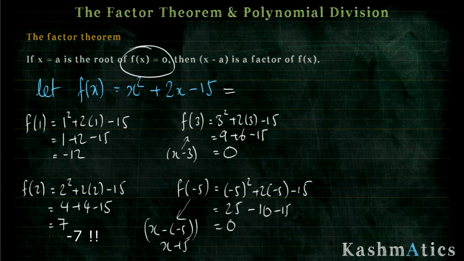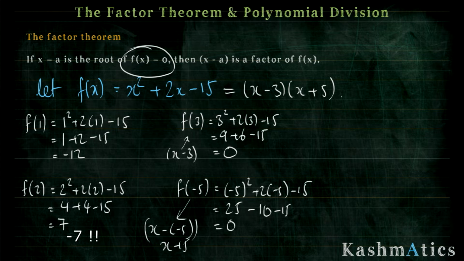Now let's just have a look at the factorized version of this f of x. If I was to factorize this, I would get x minus 3 times x plus 5. And it makes sense now. When you see it like this, it does actually make sense, because if I was to put 3 into this, that would be 3 take away 3, which is 0.